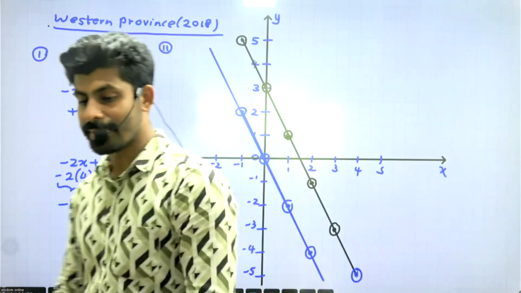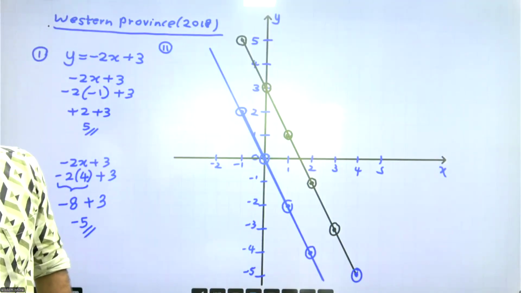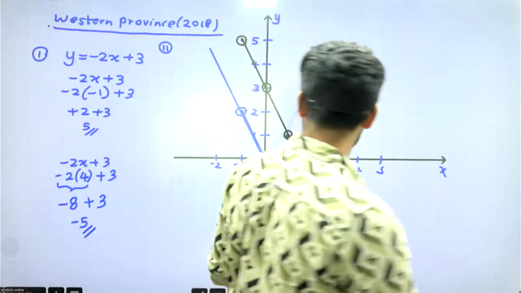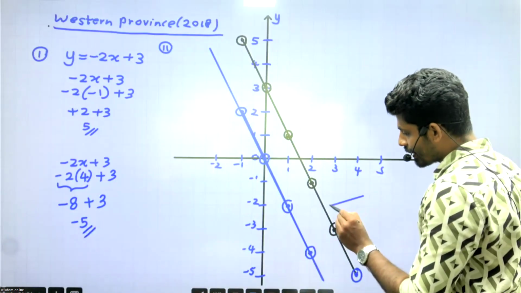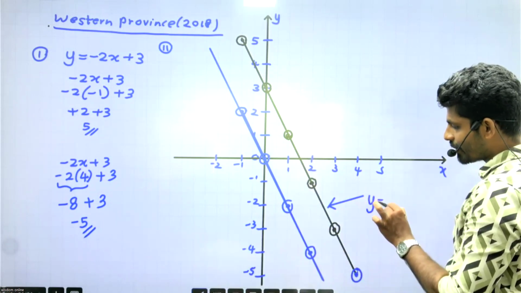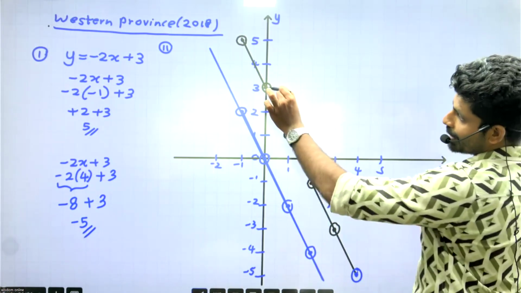Parallel to the black color one and passing through the origin. Right? So what is the equation of this graph? Same. What is the equation of this graph? Y equals negative 2x plus 3. Plus 3 means plus 3.